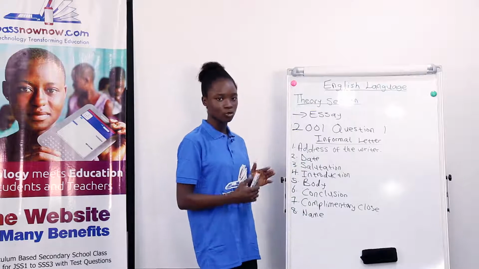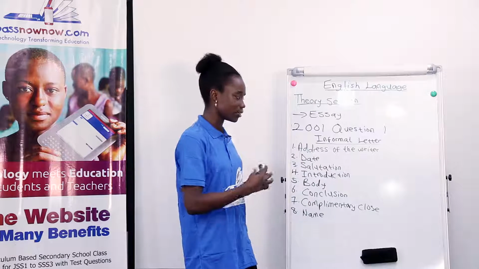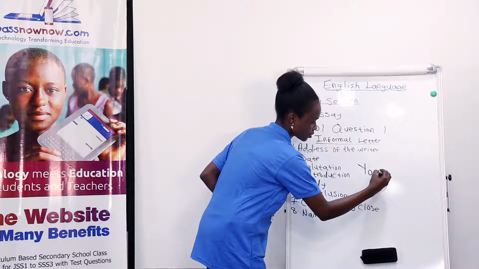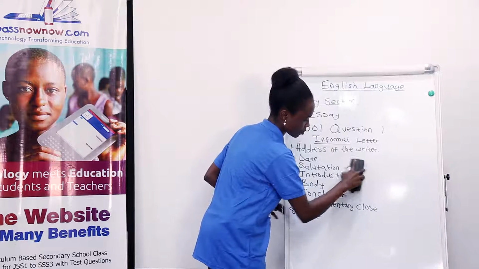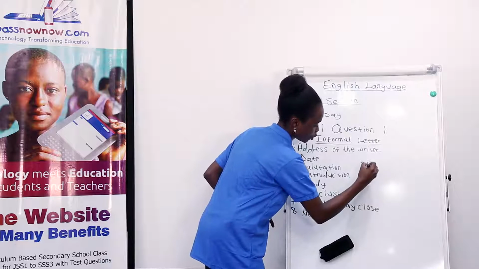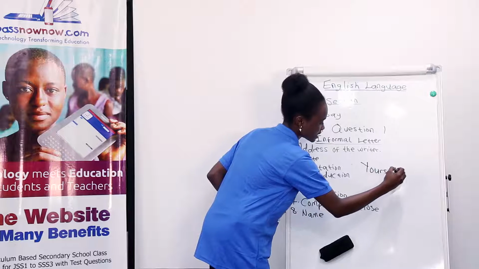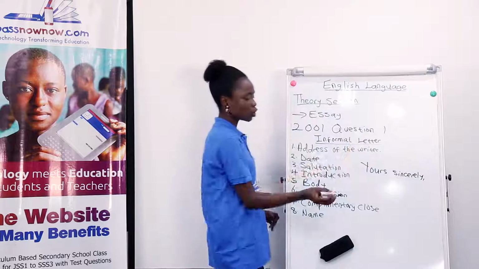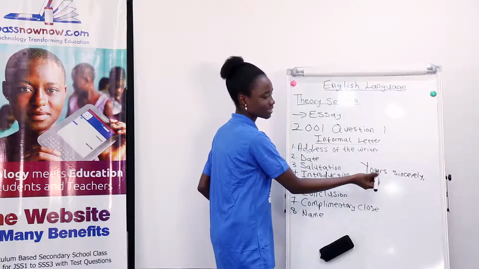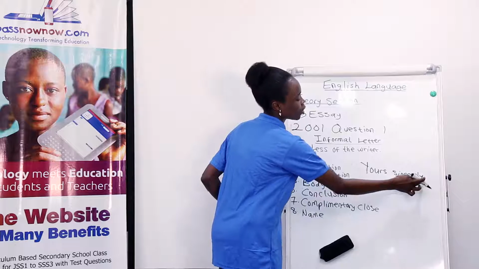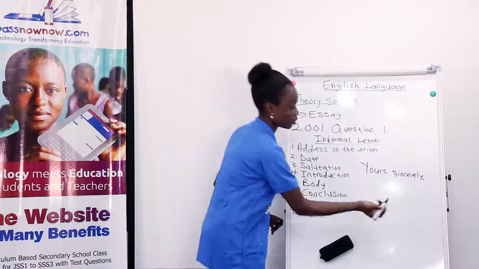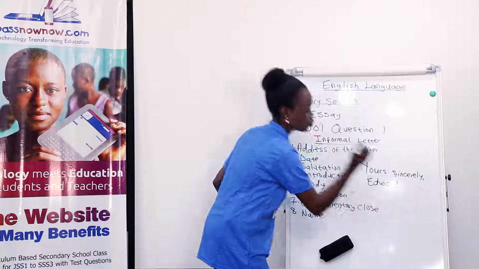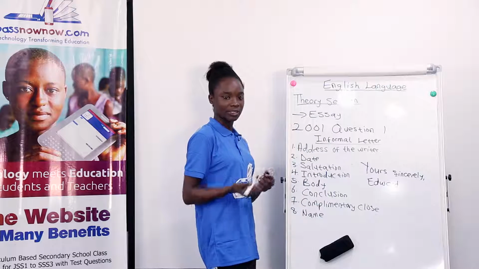For your complimentary close, you have Yours sincerely. Look at this. Yours sincerely. The Yours starts with a capital letter, while sincerely starts with a small letter, and a comma comes next. Then you write your name, Edward, and you put a full stop. Do you understand?